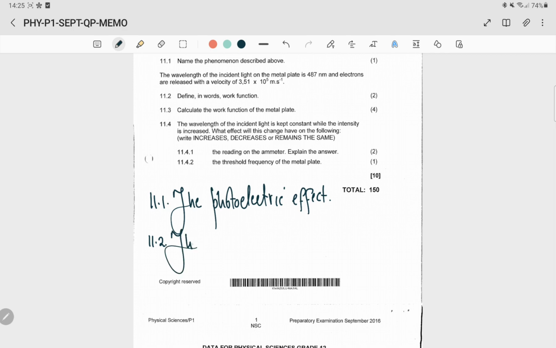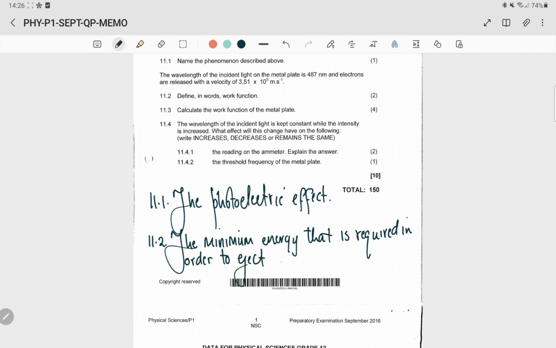So this is the minimum energy that is required in order to eject electrons from a metal surface.